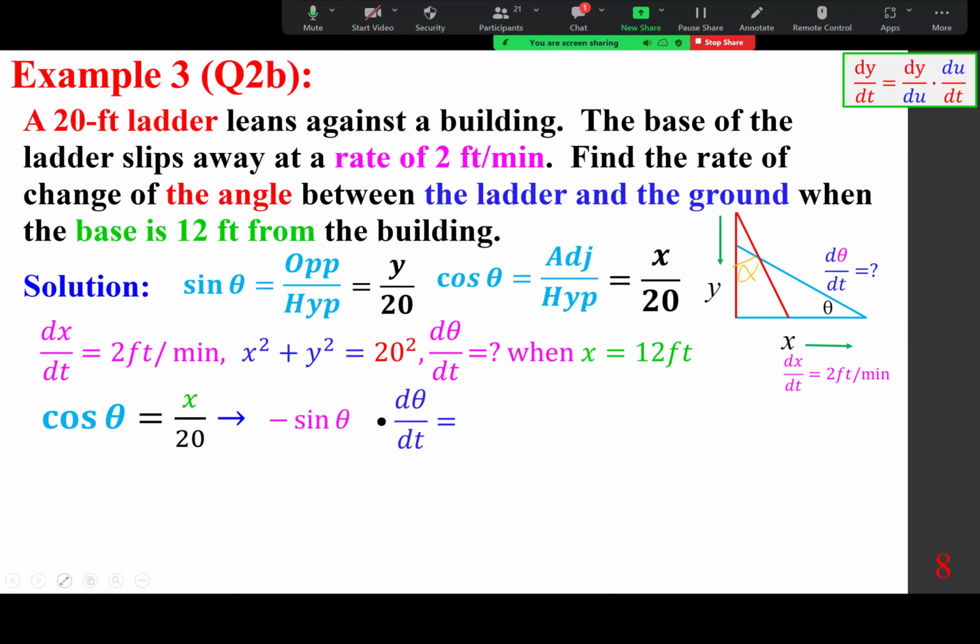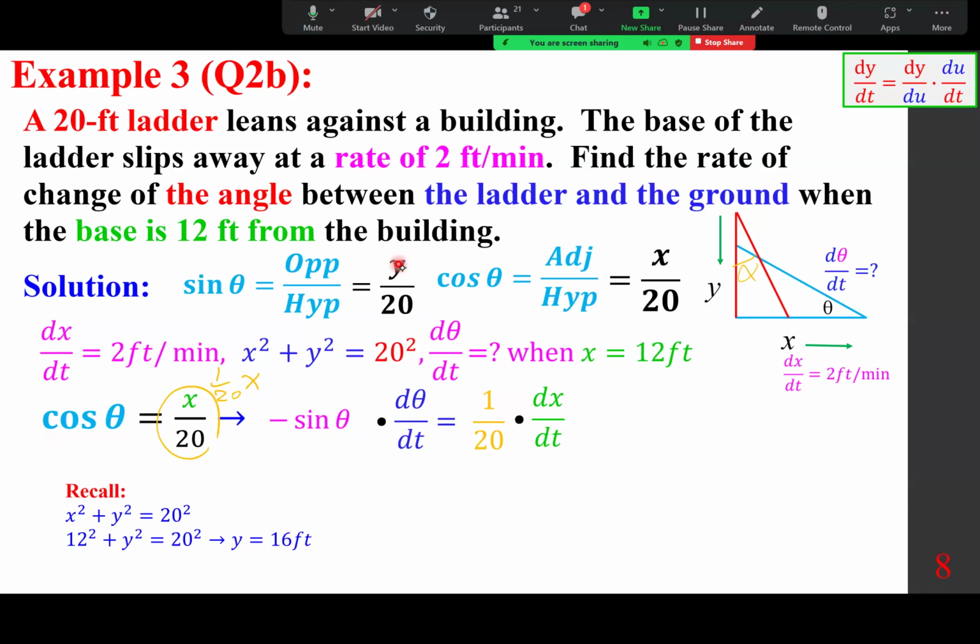The right side, I want to make sure that we recognize this one as 1 over 20 times x. So 1 over 20 times dx dt. Now, when we look at this, we have dx dt. We have 1 over 20, that's good. We are looking for d theta dt, but we don't have the sine either. So minus sine theta. However, we remember that in order to get to y, we've already calculated it in the previous page. So we're not going to recalculate. y is 16. Replace it here, and you have your sine.